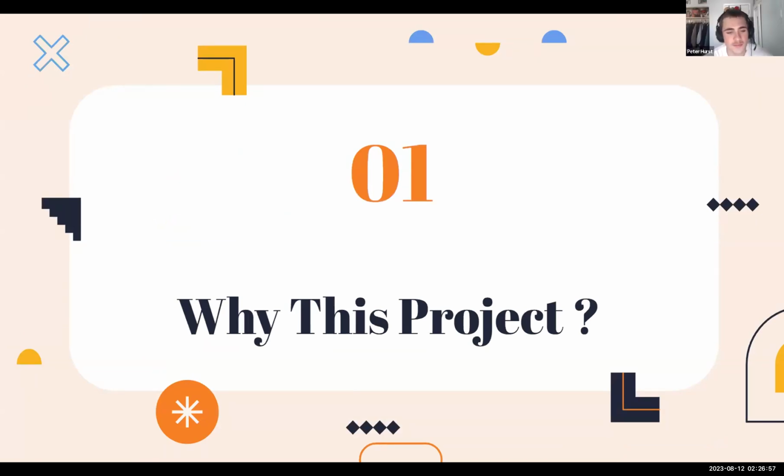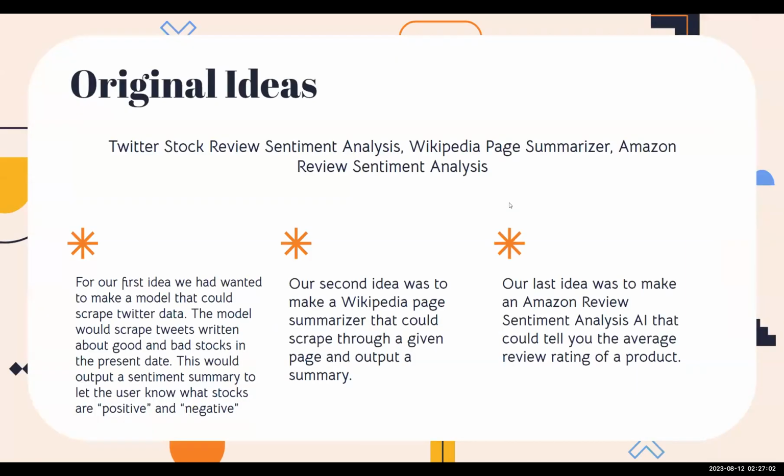So why this project? So we had three original ideas. One was a Twitter stock review sentiment analysis. One was a Wikipedia page summarizer. And the third was an Amazon review sentiment analysis. For the first idea, we had wanted to make a model that could scrape Twitter data. The model would scrape tweets written about good and bad stocks in the present date. This would output a sentiment summary to let us know what stocks are positive and negative.